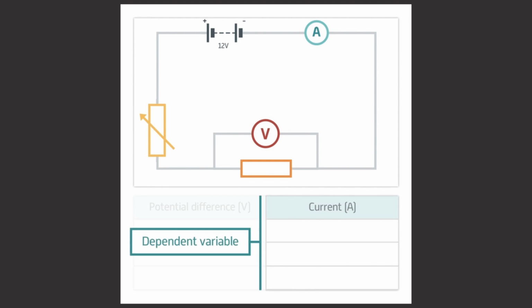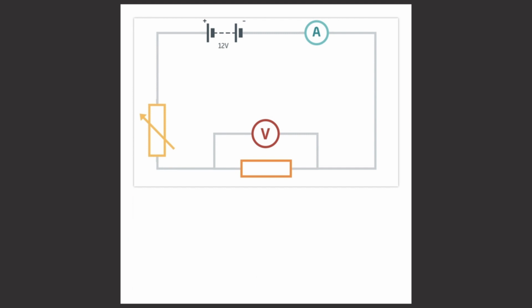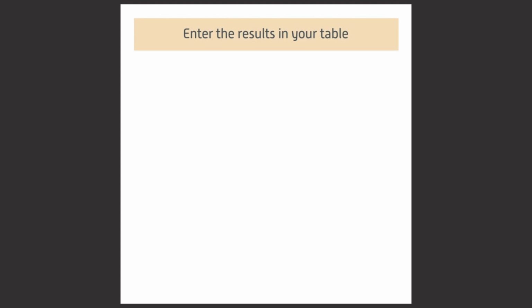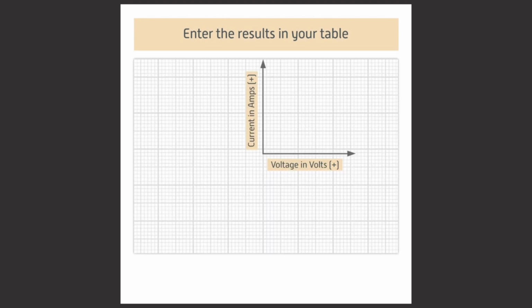Let's say that in your first experiment, your component will be a fixed resistor. Using the variable resistor, set the voltmeter to read 1 volt and read the current shown on the ammeter. Enter the results into your table. You can start to plot a graph with voltage on the x-axis and current on the y-axis. Your final graph should look like this.